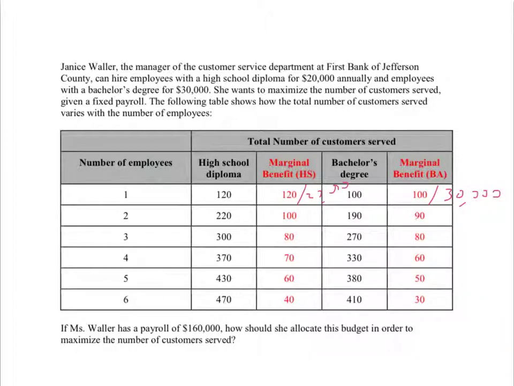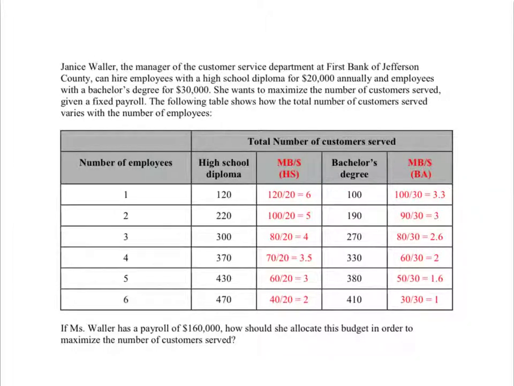And so, moving to the next slide, I've gone through all the calculations. Now you'll notice that I did not divide by 20,000 and 30,000. That would get a little bit messy. We'd start to have some decimals, but I was consistent. I divided the marginal benefit of high school employees by 20 and the marginal benefit of bachelor's degree employees by 30. And what we get is marginal benefit per dollar spent for each additional employee.